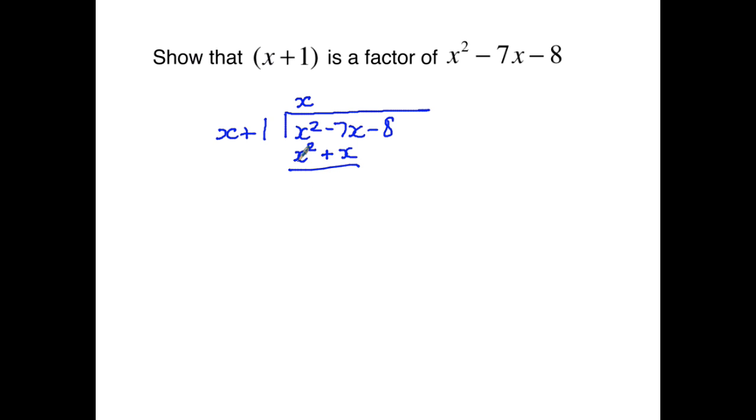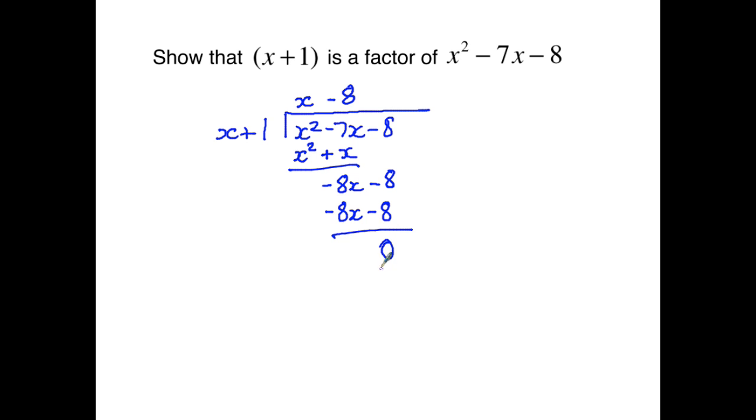Subtraction, x squared minus x squared is nothing, and minus 7x, take away this x, gives us minus 8x. Then pull down the minus 8. Now we'll divide the highest power of x, which is this here, by x to give us minus 8. And we'll multiply back to make sure we've got no remainder. Minus 8 times x is minus 8x. And minus 8 times 1 is minus 8. Minus 8x, take away your minus 8x, will give you nothing. And minus 8, take away the minus 8, will also give you nothing.